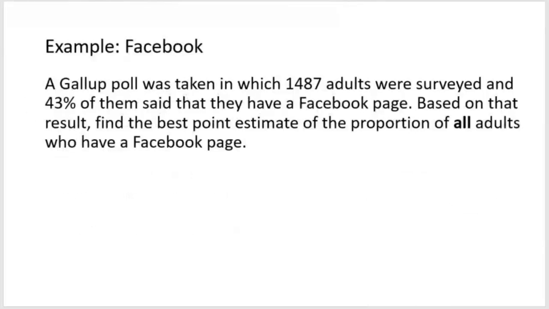Just a very brief example: a Gallup poll is taken, 1,487 adults were surveyed, and 43% of them said that they have a Facebook page. Based on this result, what is the best point estimate of the proportion of all adults who have a Facebook page? Well, since we have a previous survey that says 43% of them, 43% from this previous study would be the p hat, and p hat is the best point estimate for the population of all the adults, so 0.43 would be our point estimate.